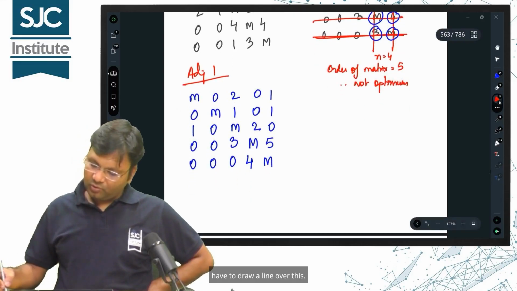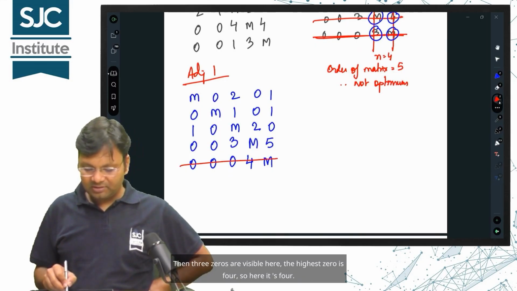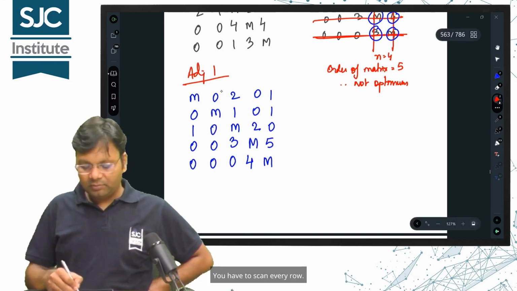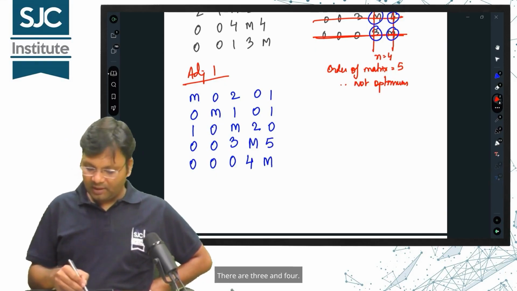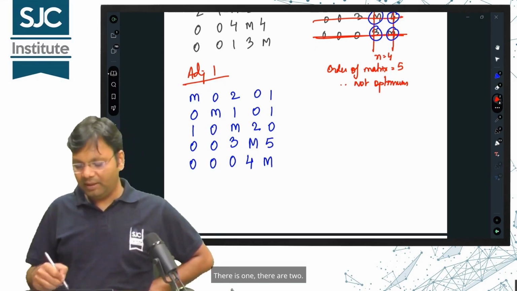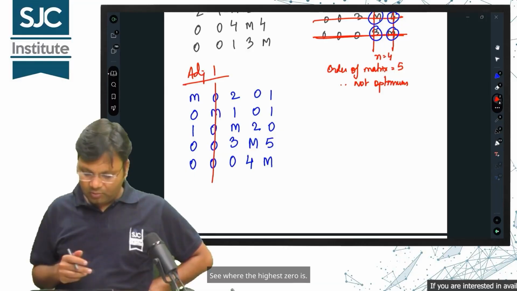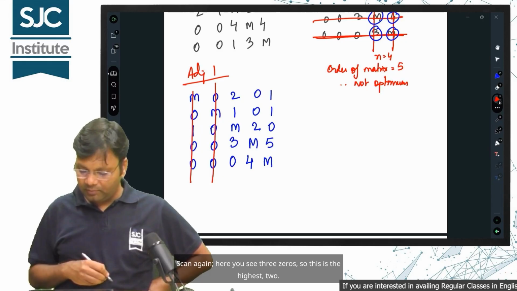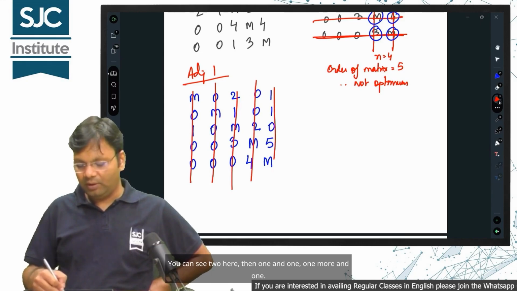Now, again, you have to draw lines over this. The highest number of zeros visible here is 3. Then here the highest is 4. You have to scan every row. Here there are 2 zeros, here also 2, here also 2, here also 2, and here 3. Scan every column. There are 3 and 4. If there is 1, cover the highest one first. See where the highest number of zeros is. Scan again, here you see 3 zeros, so this is the highest. You can see to here, then 1 and 1, 1 more and 1.